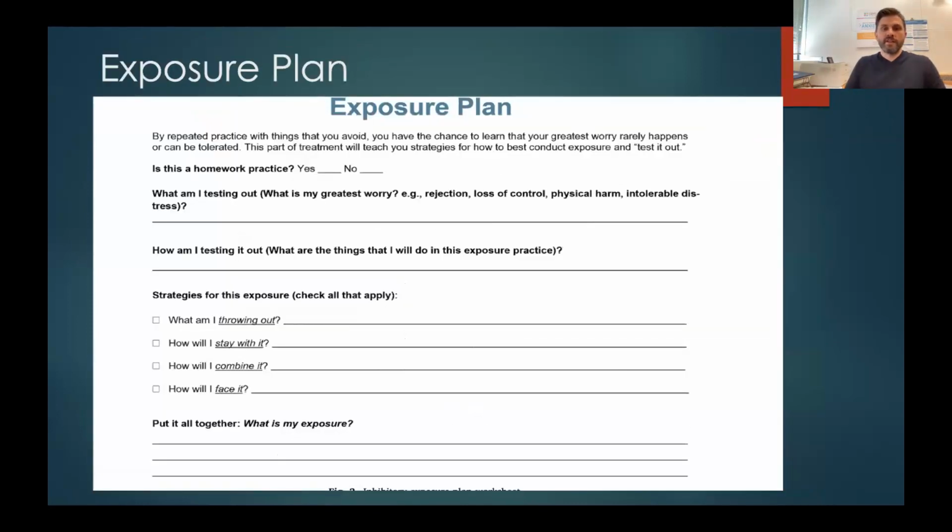This is one of the examples of a worksheet, again, in our recent publication, the exposure plan, where we sort of write out, and this is what people use between sessions. What am I testing out? Again, trying to really operationalize the US and making sure there's a clear testable outcome.